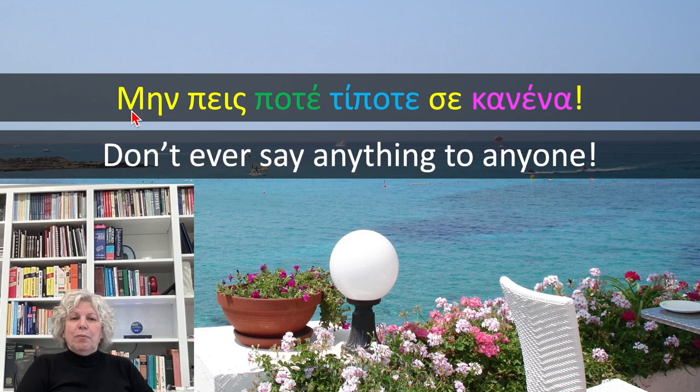This is a little complicated. Μην πεις ποτέ τίποτε σε κανένα. Don't ever say anything to anyone. How many do we have here? 1, 2, 3, 4. Four negatives.